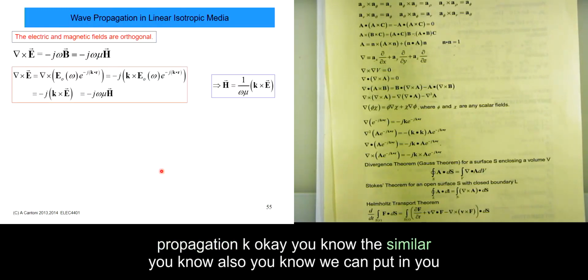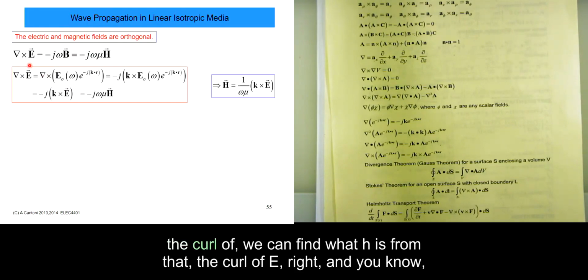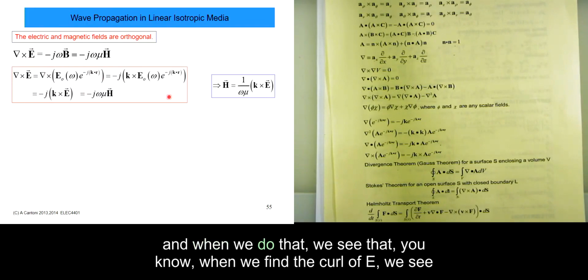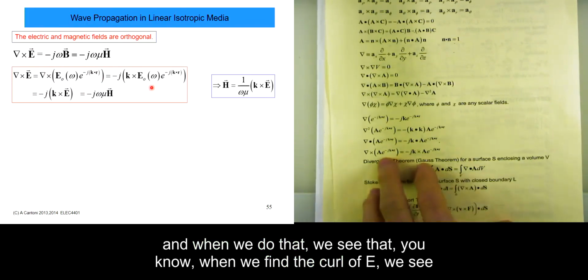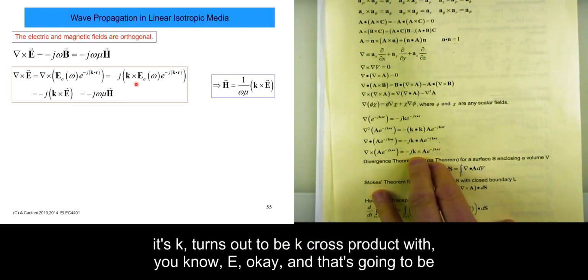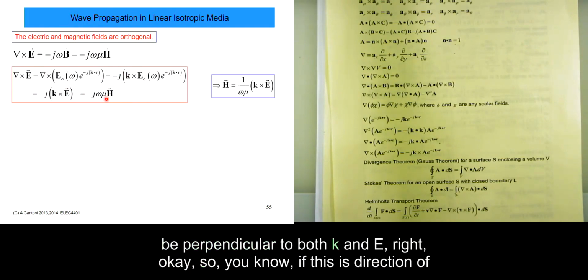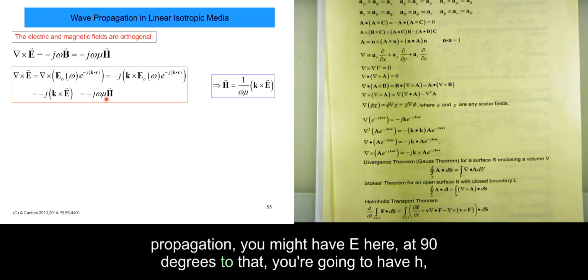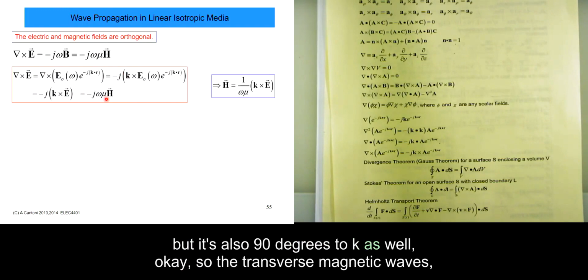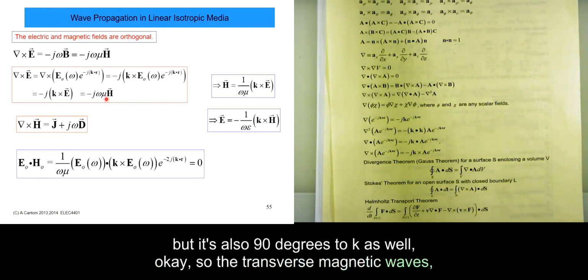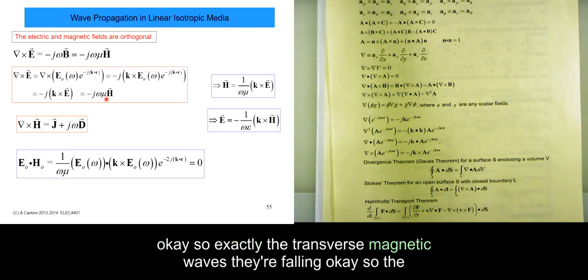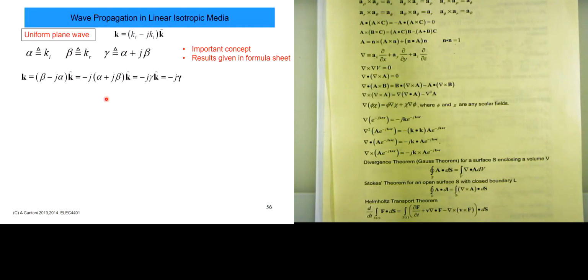Similarly, we can find what H is from the curl of E. When we find the curl of E, it turns out to be k cross product with E, and that's going to be equal to H. So we know that the cross product of k and E is going to be perpendicular to both k and E. If this is the direction of propagation, you might have E here at 90 degrees to that, and H is also at 90 degrees to k as well. So they're transverse magnetic waves. Is that clear? They're orthogonal.